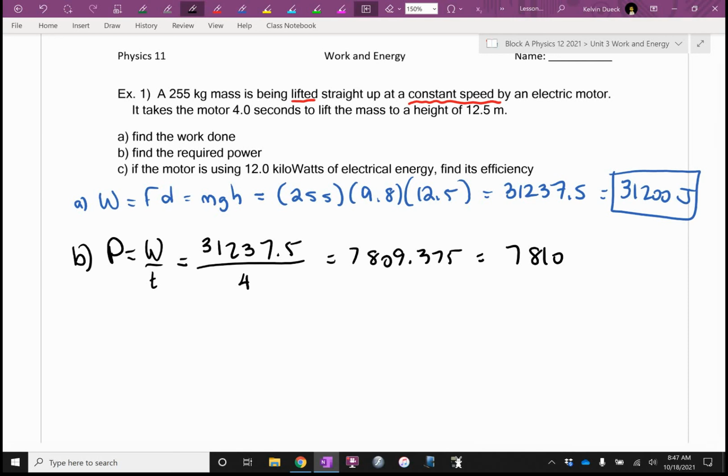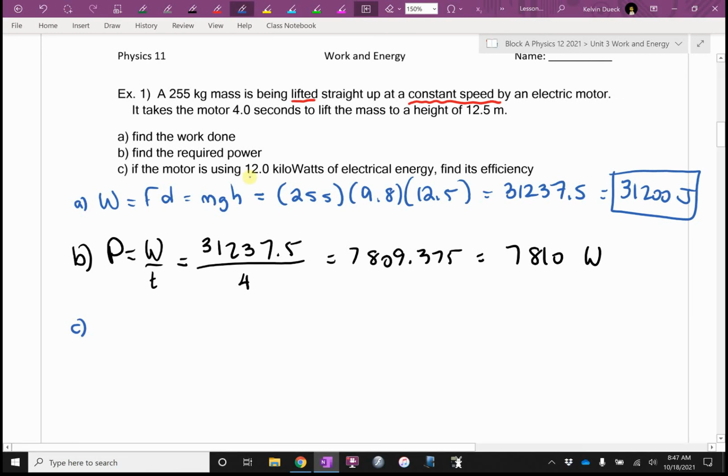Camille, power is measured in watt? Power is measured in watt? Thank you. Okay. Other Camille, what's C asking me to find? So how am I going to find efficiency?